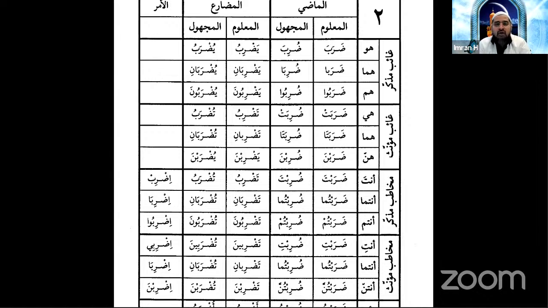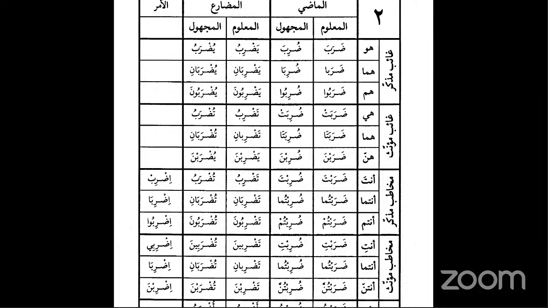Now I want you to do the verb yajlisu on the same pattern. Jalasa, yajlisu, like the word majlis. Majlis means the place of sitting. So yajlisu, he is sitting. Yajlisani, they two male are sitting. Yajlisuna, they all males are sitting.